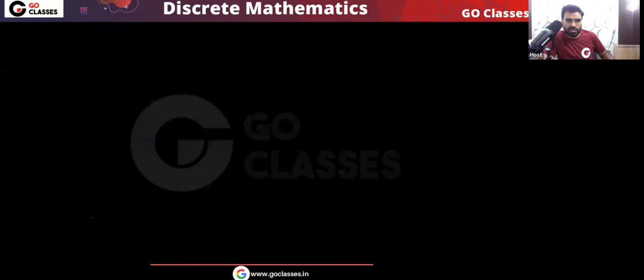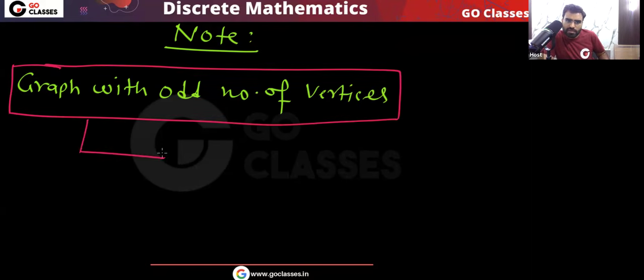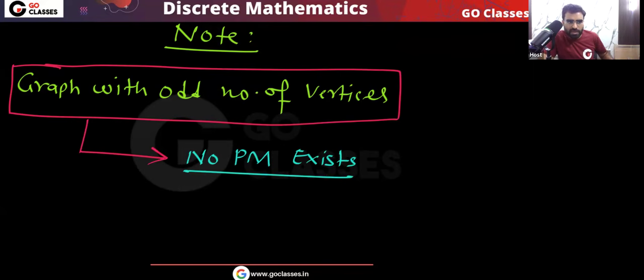Yes or no? We have already seen in our lectures that if you have a graph with an odd number of vertices, then it implies that no perfect matching exists.